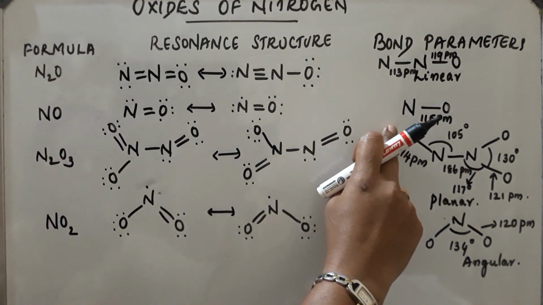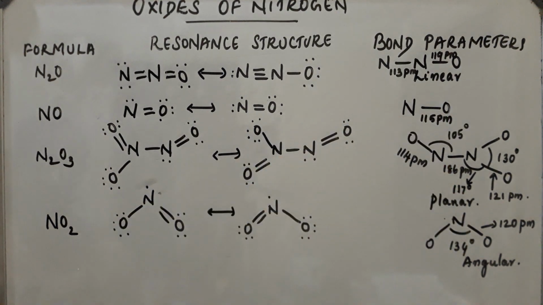Now what about the bond parameter? The NO bond length is 115 pm. Now next, the formula N2O3. 2 structures are possible.